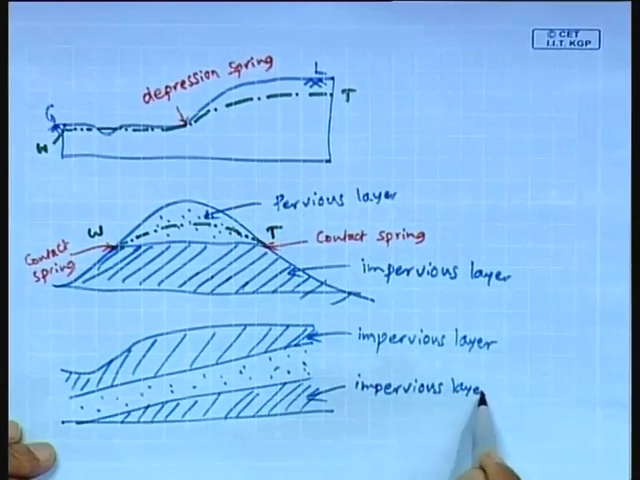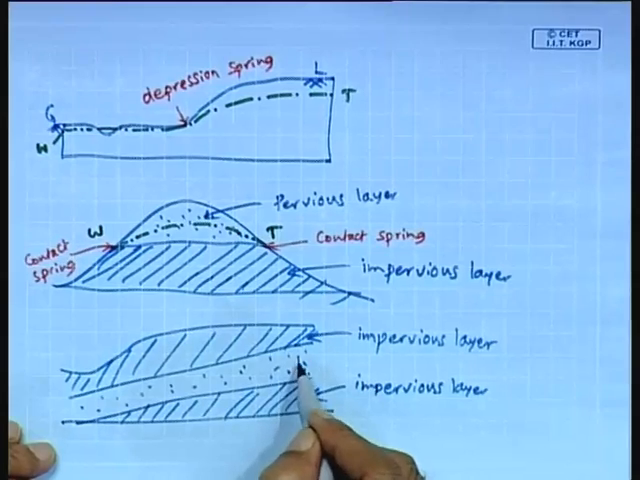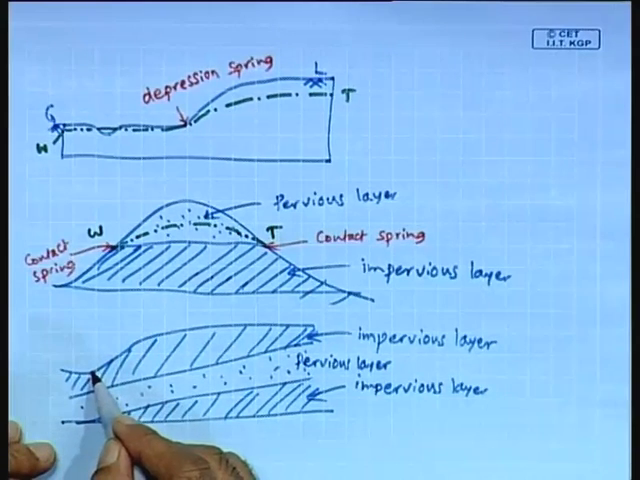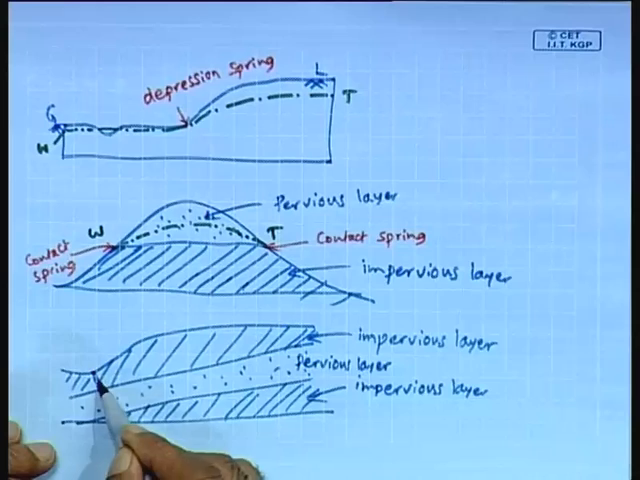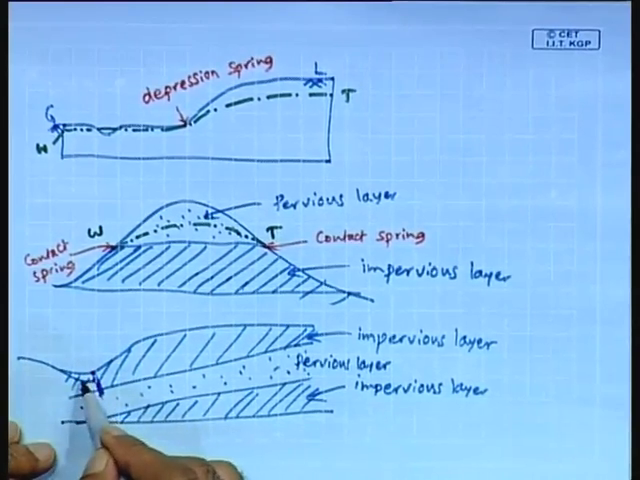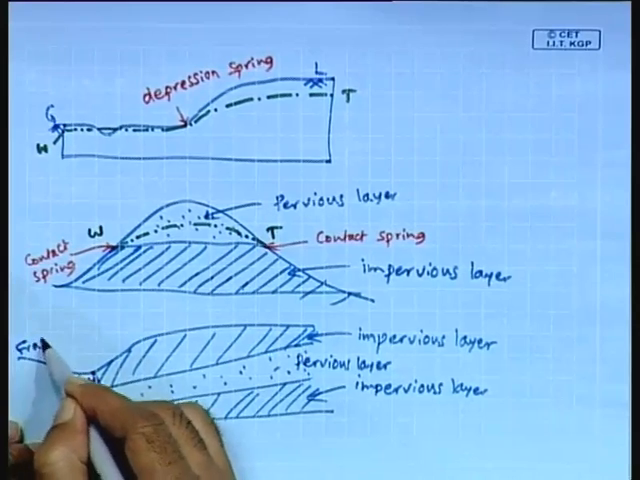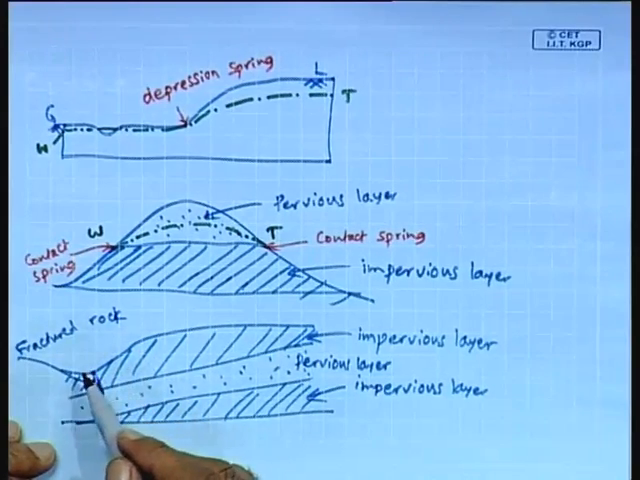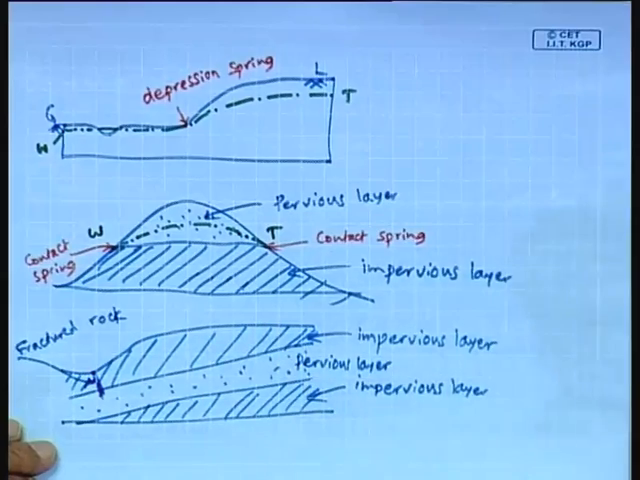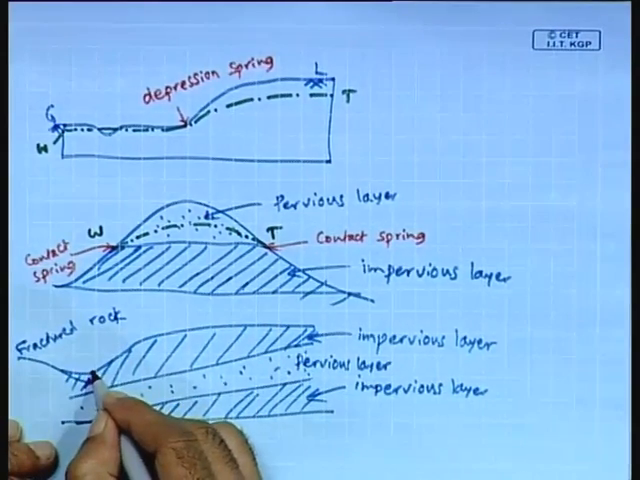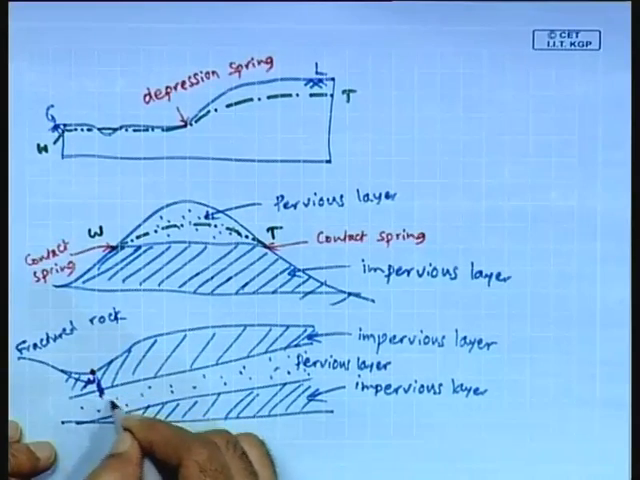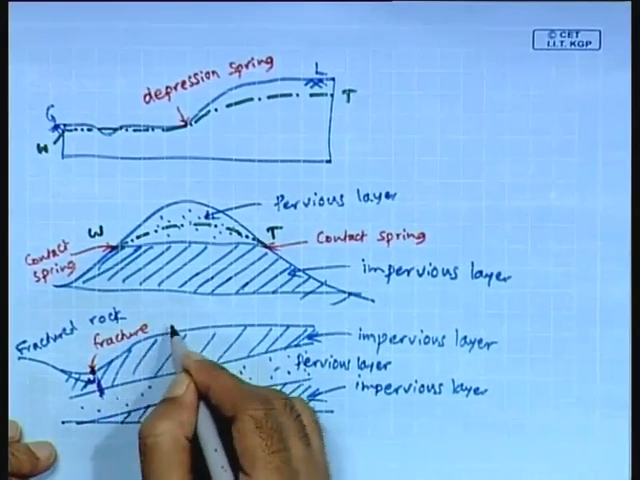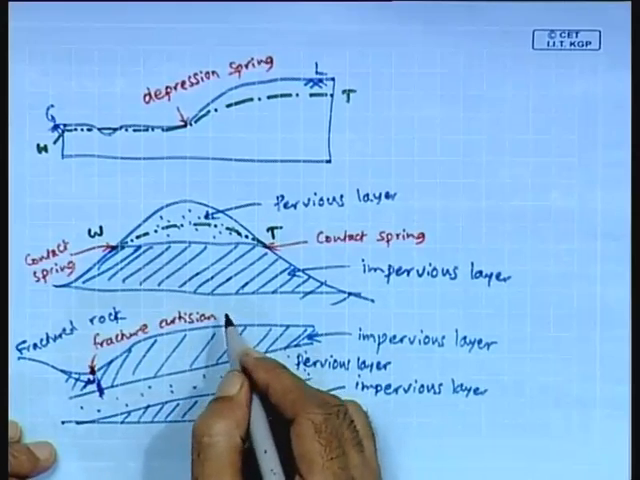in between there is a pervious layer which is an aquifer, and there is a fracture. So here you can say this is a fractured rock over the impervious layer, which is lying above the pervious layer, and through this fracture, the water gushes out through what is known as fracture artesian spring.